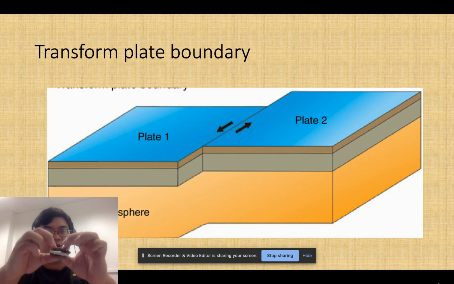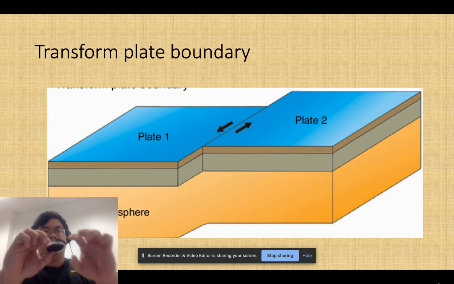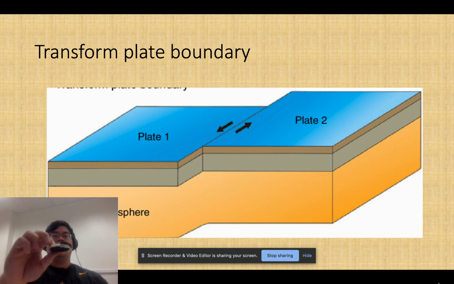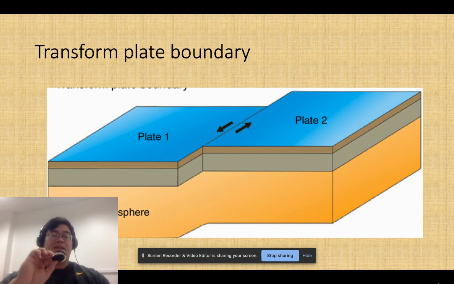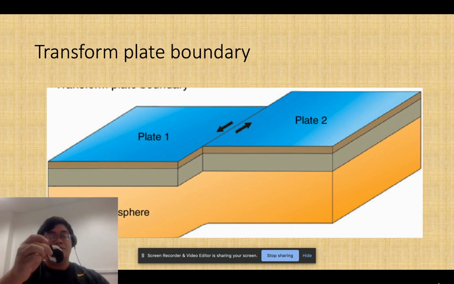against each other. So this one, you can still take the picture from this angle, but this is the more important angle because you can see a better picture of the relationship between these two plates. Okay, so that is your transform plate boundary. Don't forget to submit a picture of this with your assignment.